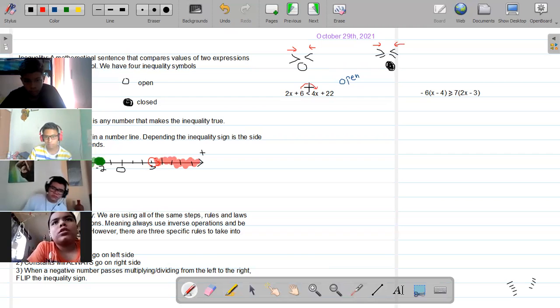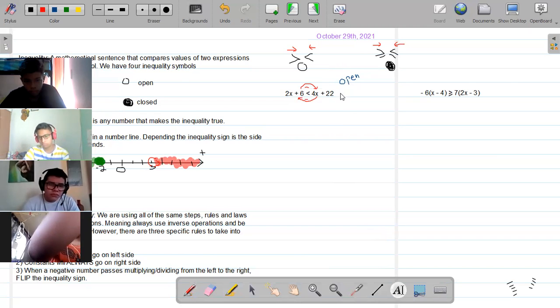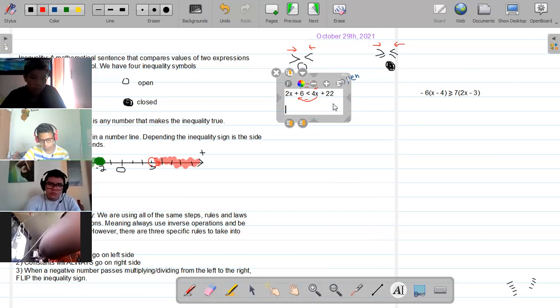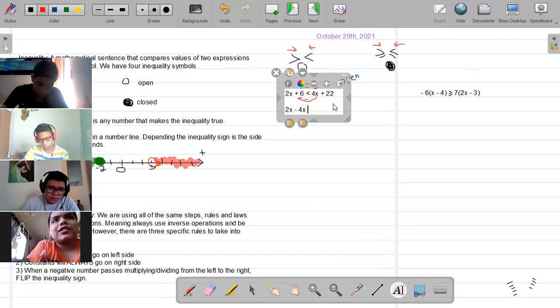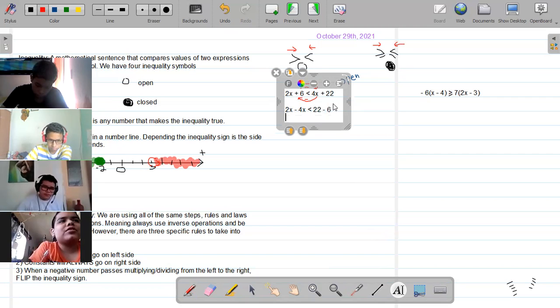Negative. And now this 4x, since it is the one with a variable, also goes to the left, and it goes negative as well. Okay, so let's continue. So now we're going to have the 2x that was already at the left, minus 4x, less than the 22 that was already at the right, minus the 6 that I'm moving. And now I'm going to simplify that.